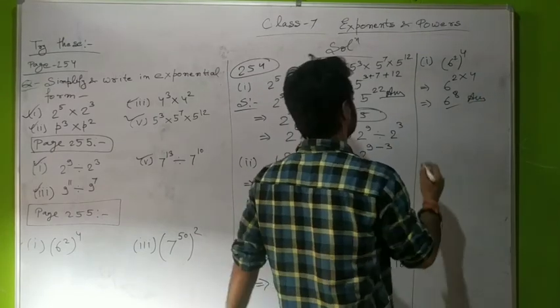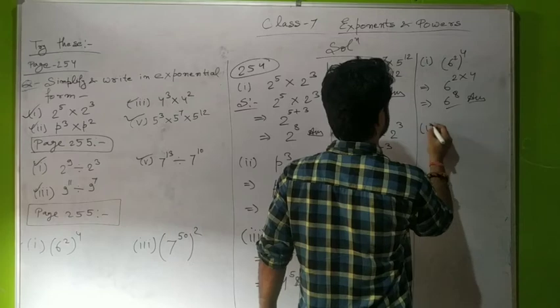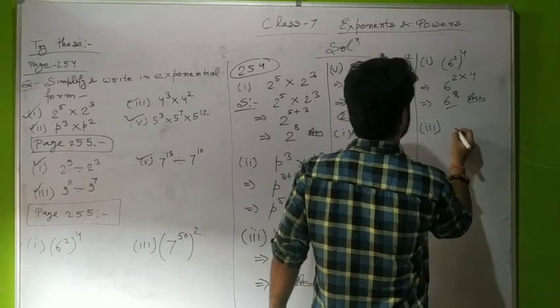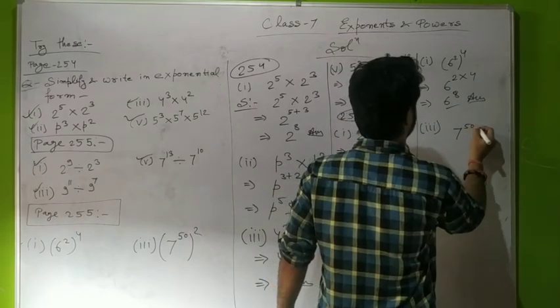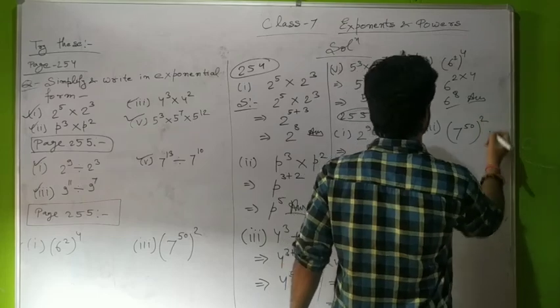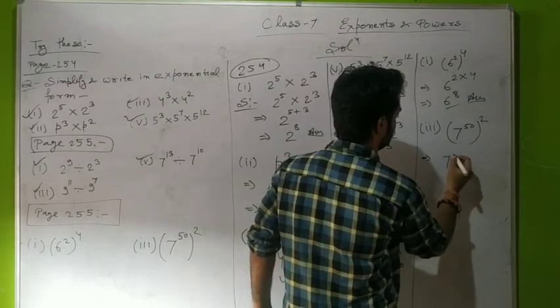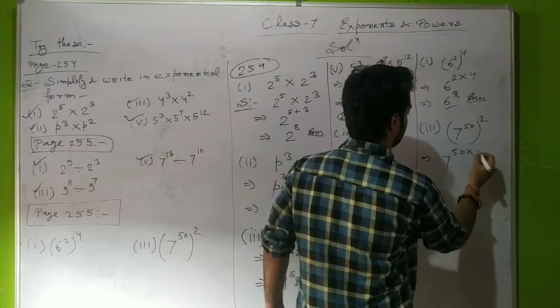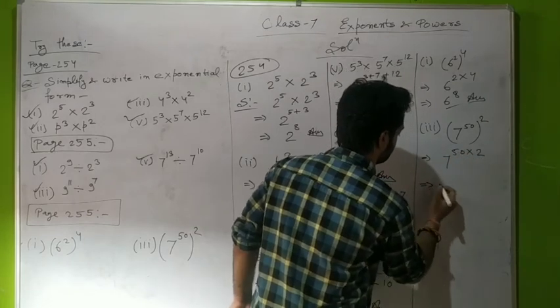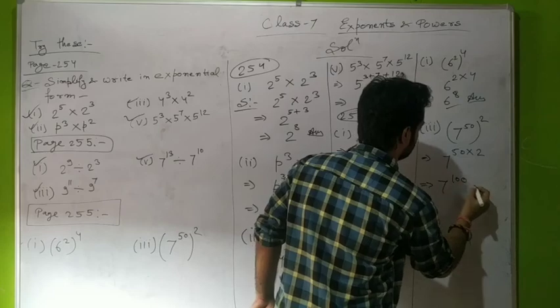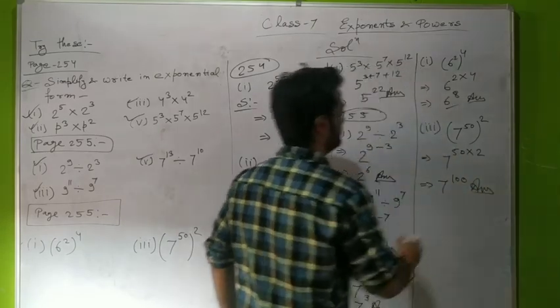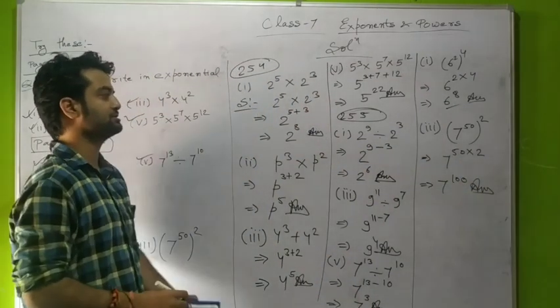Now the third question in this same segment is 7 raised to the power 50 raised to the power 2. So it is written as 7 raised to the power 50 into 2, that is 7 raised to the power 100. Now I hope that the picture is clear now.